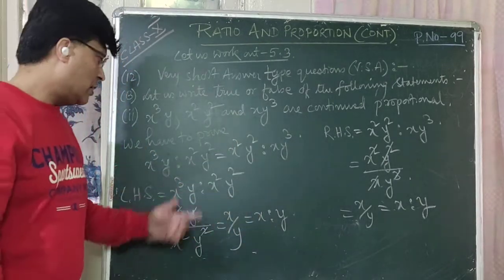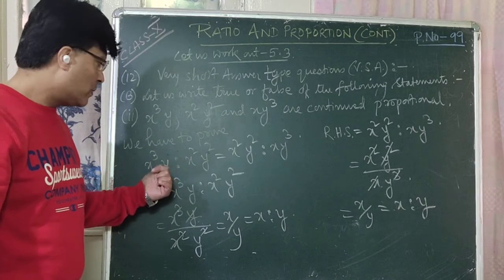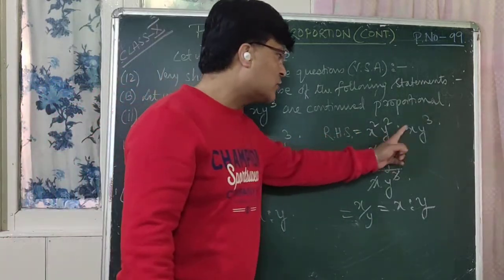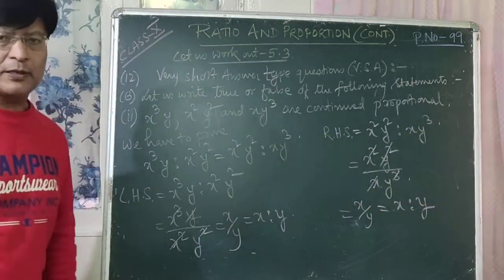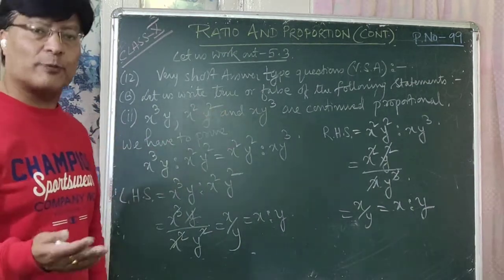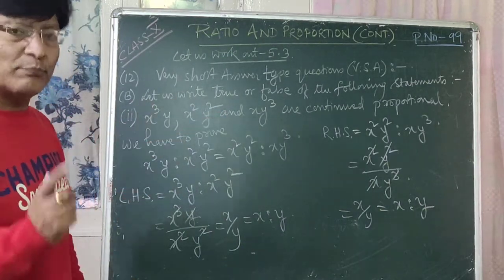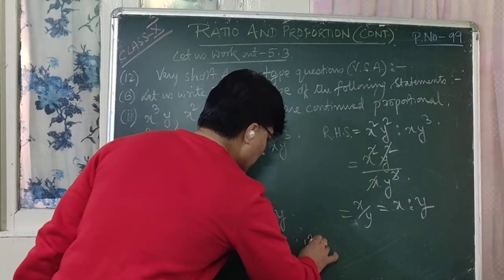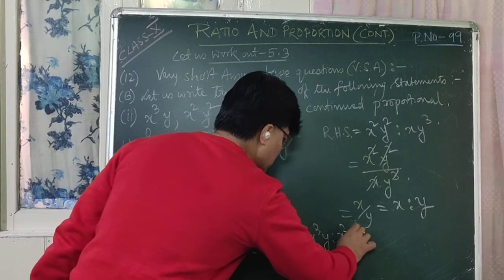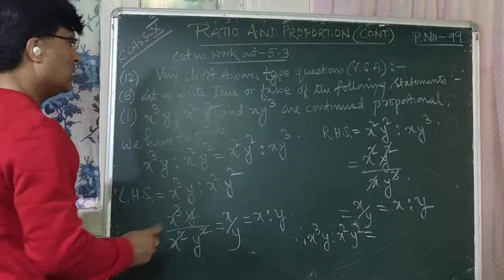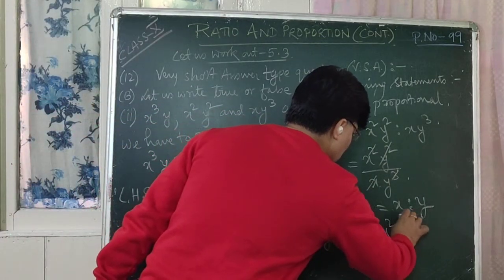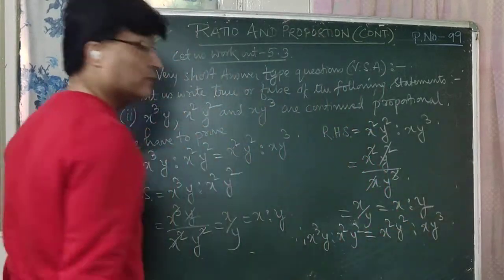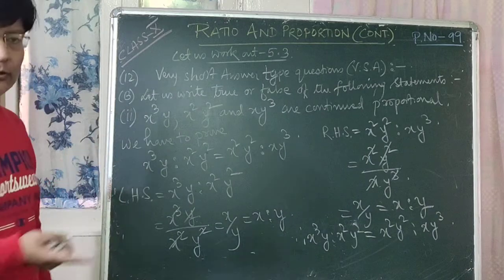That means the ratio of first is to second is x is to y, and the ratio of second is to third is also x is to y. That means they are equal. So if they are equal, they are continued proportion. So they are continued proportional. So therefore, what will you write? X cube y is to x square y square is equal to x square y square is to what? Xy cube. Right? So we have proved that LHS is equal to RHS.